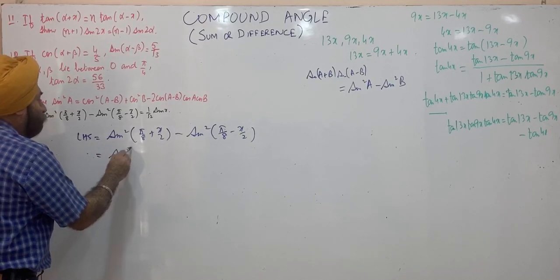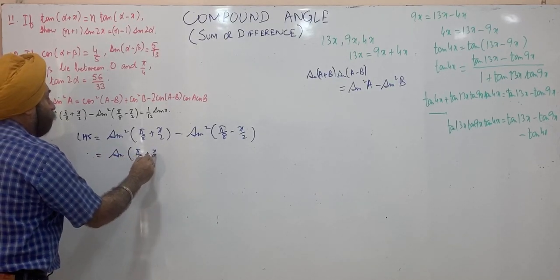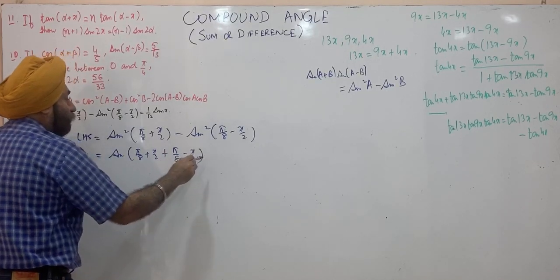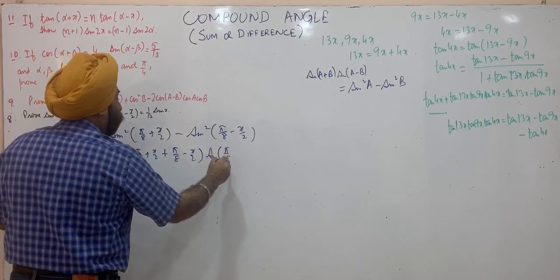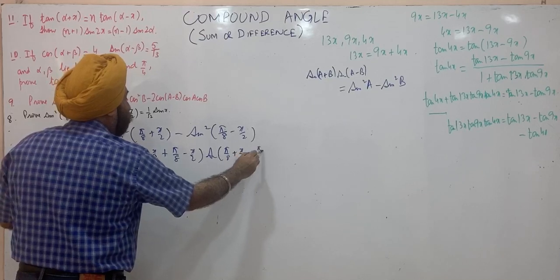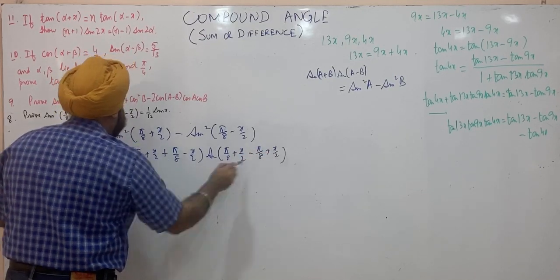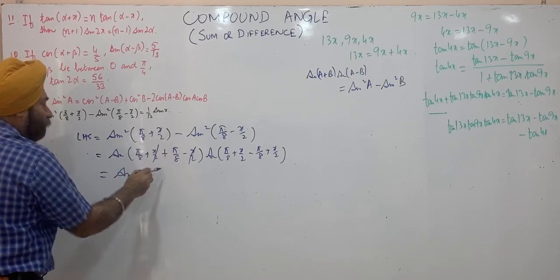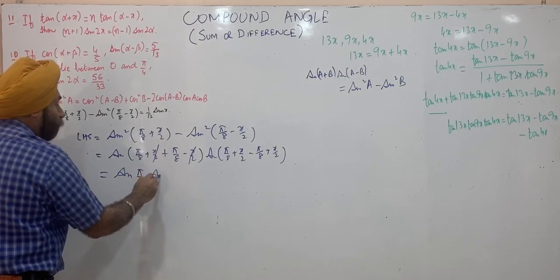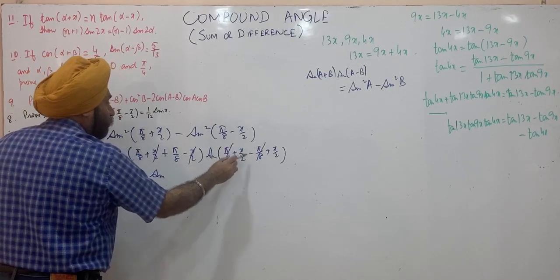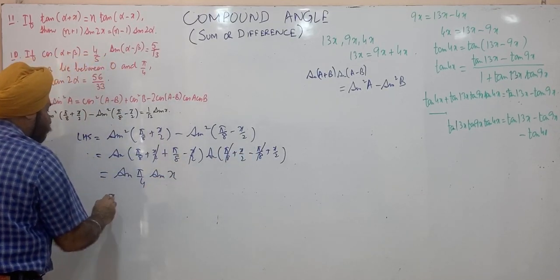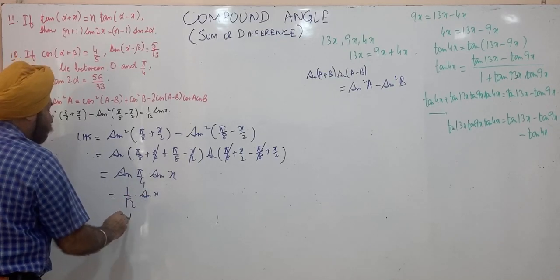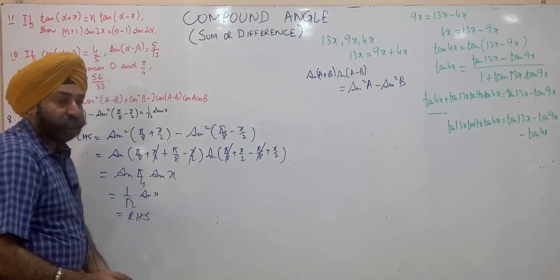This can be written as sin of (a plus b) into sin of (a minus b). The x by 2 will cancel out. Pi by 8 plus pi by 8 is pi by 4, into x by 2 plus x by 2, this is x. This is 1 by root 2 into sin of x. This is what we wanted to prove.